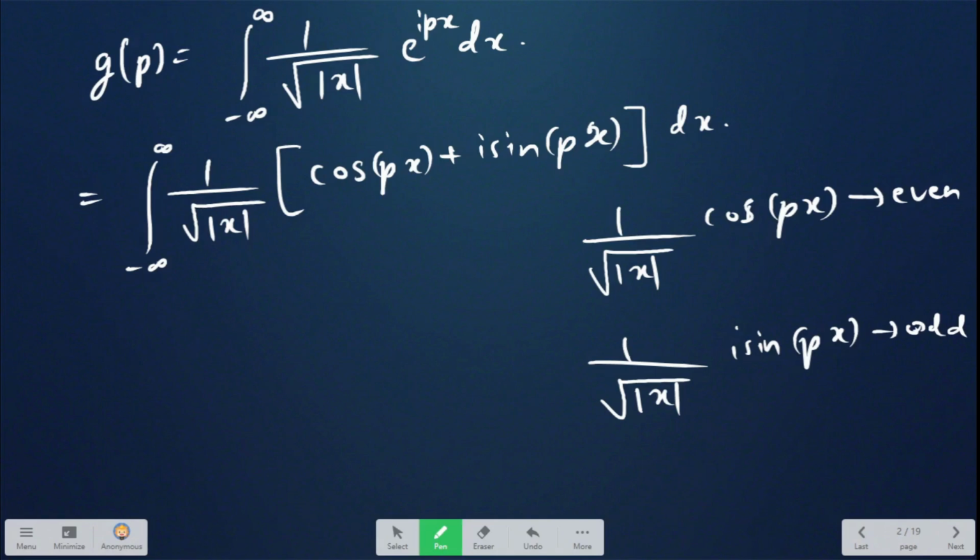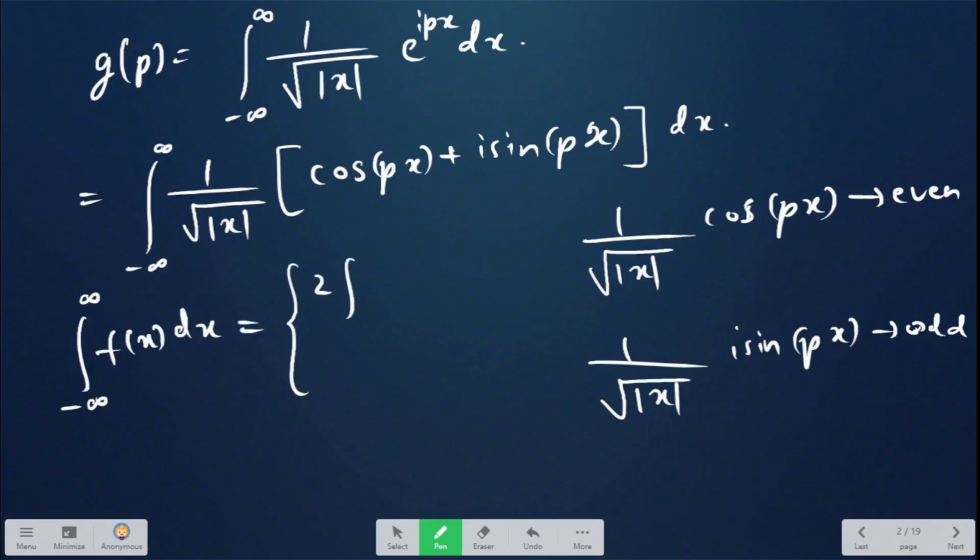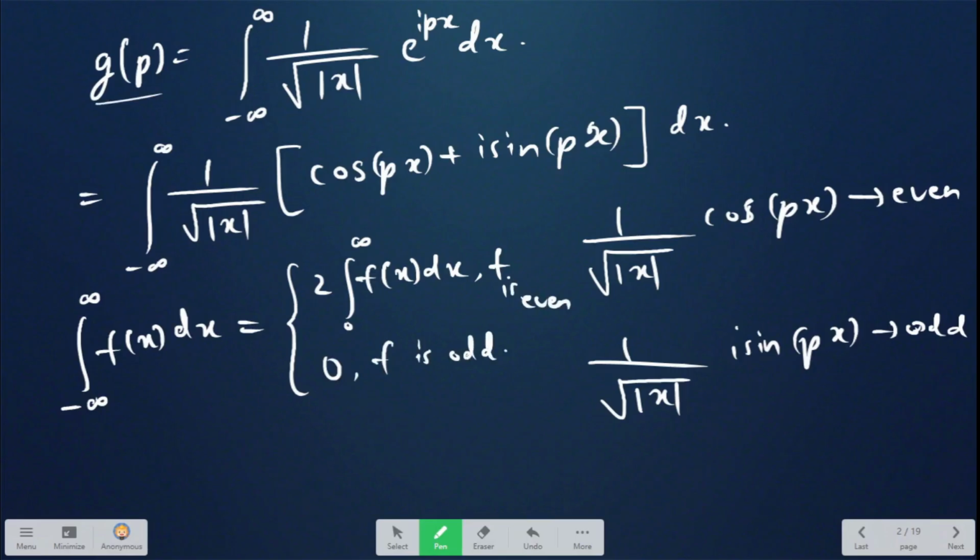Now we can use the properties of even and odd functions, which is integral minus infinity to plus infinity f of x dx is equal to 2 times integral 0 to infinity f of x dx if f is even, and is equal to 0 if f is odd. Because 1 by root of modulus of x times i sin px is odd, it will not contribute anything.